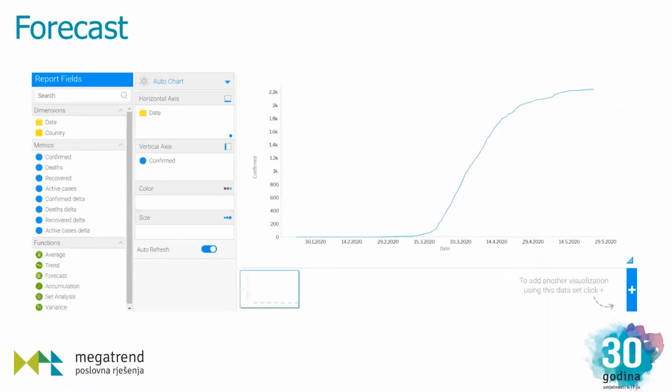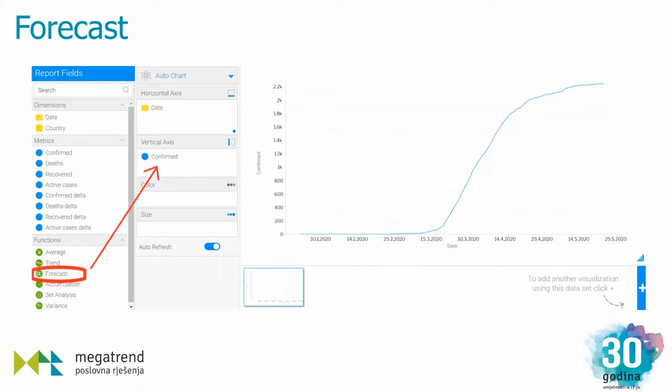Yellowfin also contains some advanced functions, and one of them is forecast. On the graph, you can see the number of confirmed cases in Croatia until the 24th of May. And let's say we want to forecast the future values of numbers of confirmed cases in Croatia. To do so, we click on the forecast in the functions section, and drag it under the variable we want to forecast.